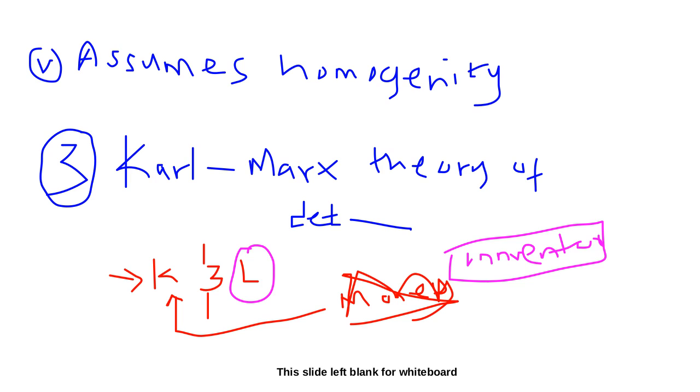Karl Marx argued that labor should enjoy the full fruits of production. He argued that capital cannot operate on its own. It needs labor to operate.